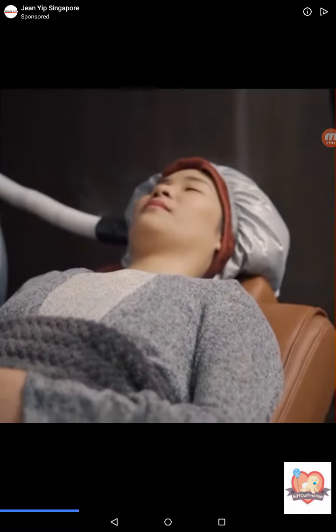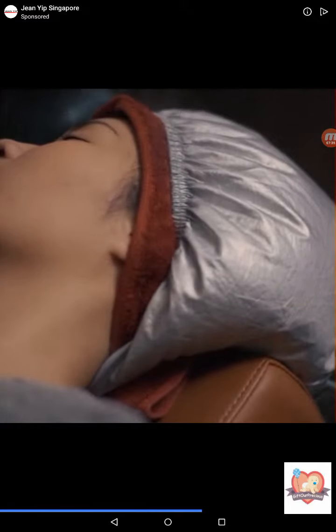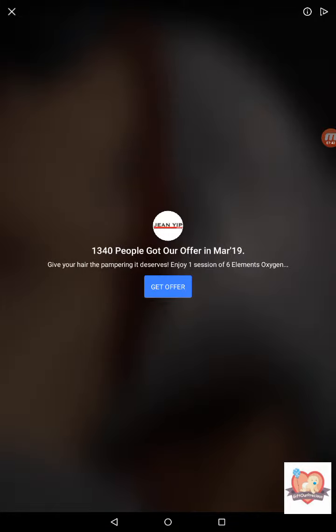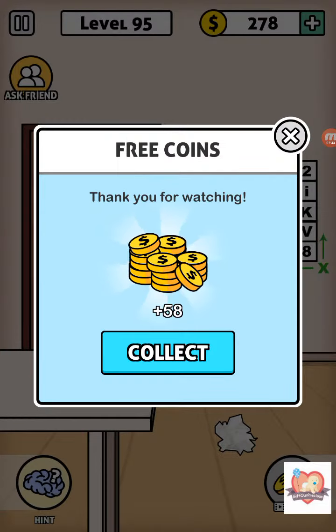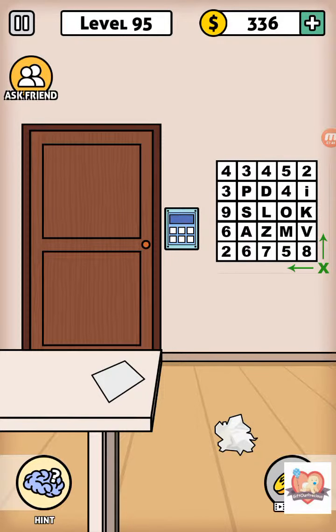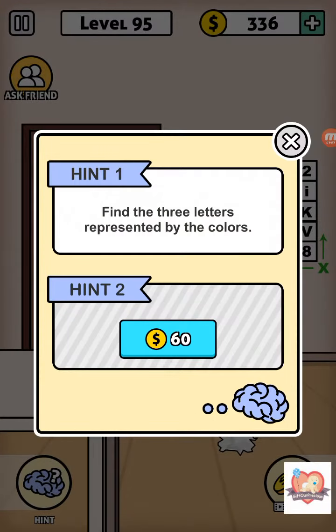Wow, it's a salon. Yeah, I think it's for the hair. Hair salon. Okay. Yeah, we got 58. Can we buy a hint too? Are we supposed to buy a hint too? Still the same hint. It should be hint 2 plus 60. Okay, let's buy it. Buy hint.